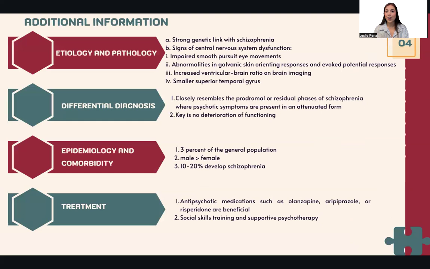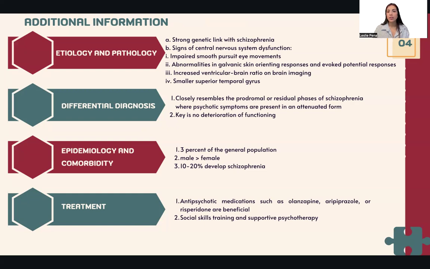Etiology, there is a strong genetic link with schizophrenia. Signs of central nervous system dysfunction include impairment of smooth pursuit eye movements, abnormalities in galvanic skin orienting response and evoked potential responses, increased ventricular brain ratio on brain imaging, and smaller superior temporal gyri. Differential diagnosis: it closely resembles the prodromal or residual phases of schizophrenia where psychotic symptoms are present.